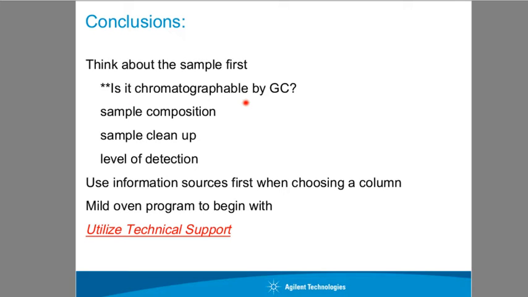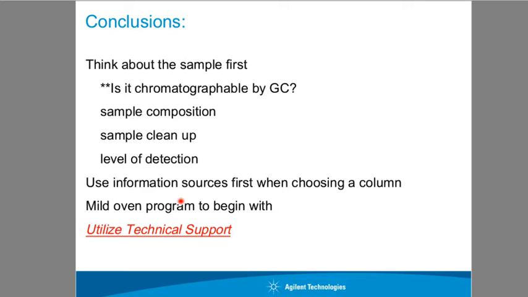And of course, is it chromatographable by GC? Are you going to have to derivatize things? Are they thermally stable? The volatility aspect of it goes to potentially derivatizing it. If we can, some type of sample cleanup. What level of detection do you need? Can you use a TCD, or do you need a mass spec or something more selective that gives you even better sensitivity? And then when looking for your application, use the information sources that are already out there. A lot of things obviously have already been done. Don't reinvent the wheel.